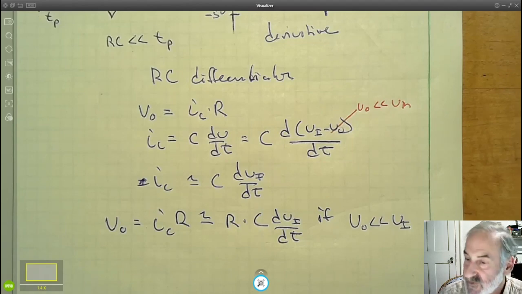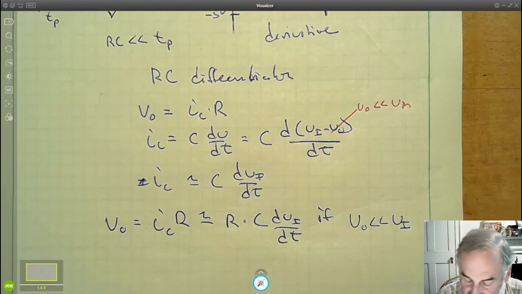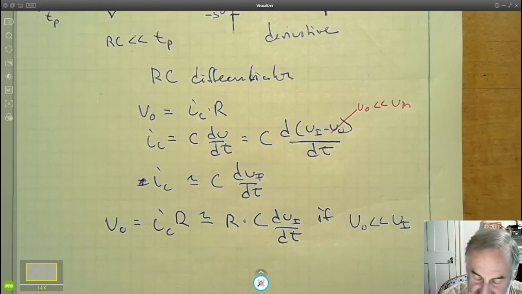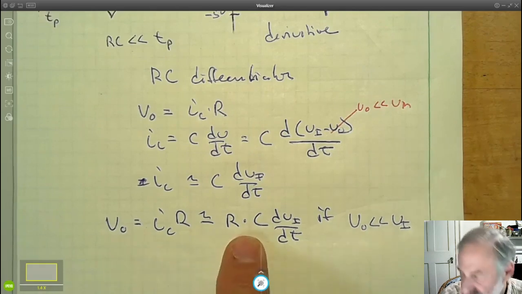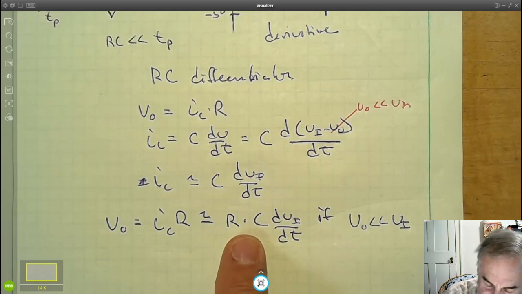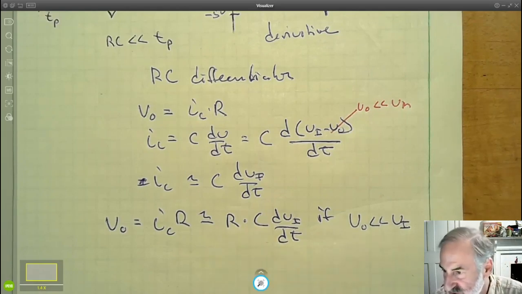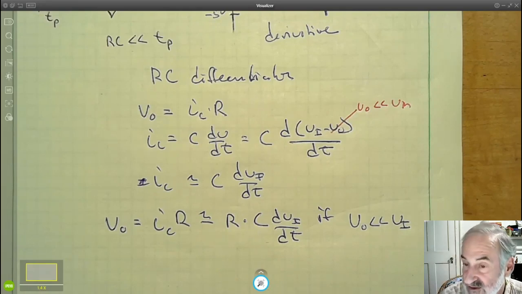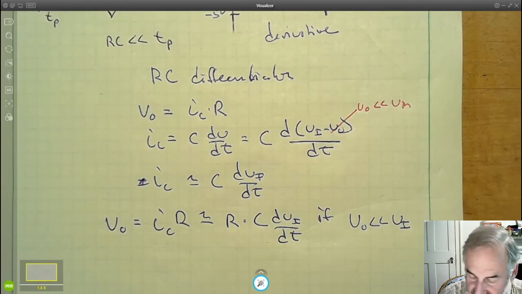Okay, it's not a great differentiator because we have these restrictions. We have to assume that V out is small. We have to keep RC relatively small compared to our input. Why do we have to keep RC small? Well, because V out is proportional to RC, and we need to keep V out small. So keeping RC small is not a different restriction than keeping V out small. The way we keep V out small is we keep RC small. Okay, and in lab today you'll build this and test it, at least in simulation.